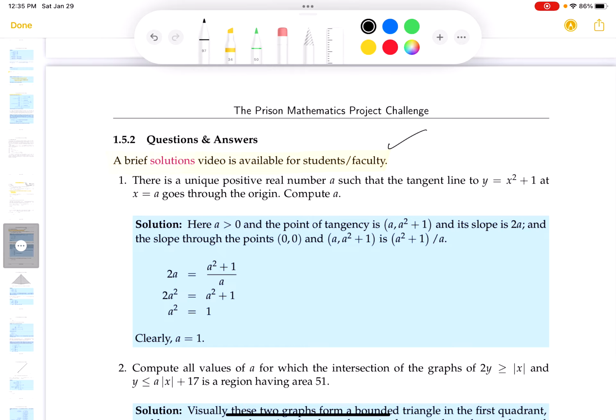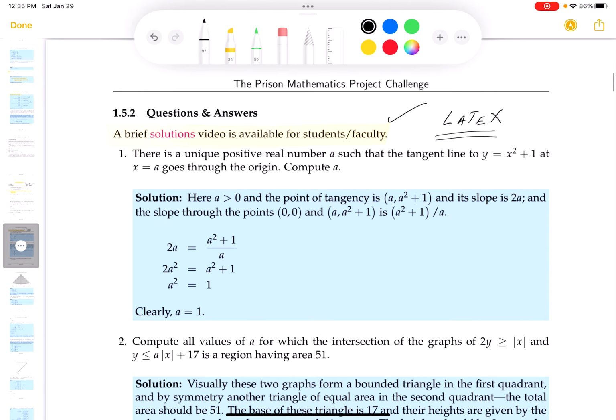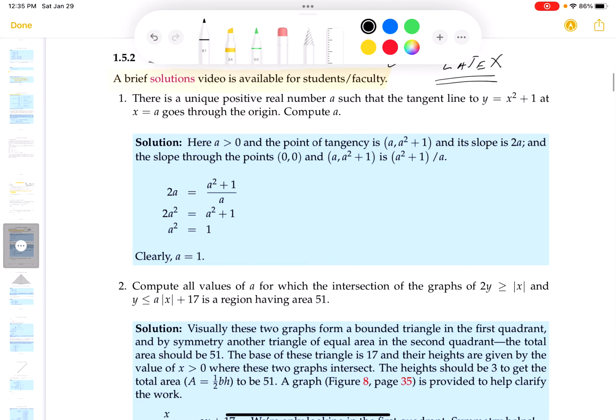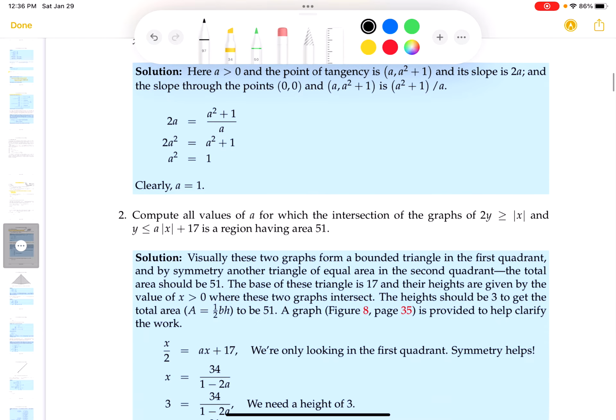Brief solutions in video format are available if you have access to the document, by the way. I also think at some point in the future I'll be publishing the LaTeX form of this document. The reason is some people want to adapt this material to their own classes, given to their students, but they want to rearrange things, maybe change numbers, whatever.